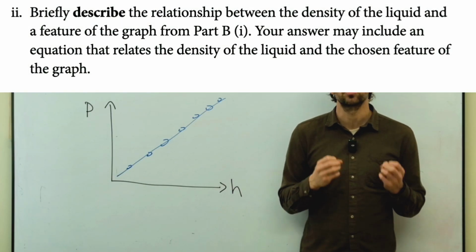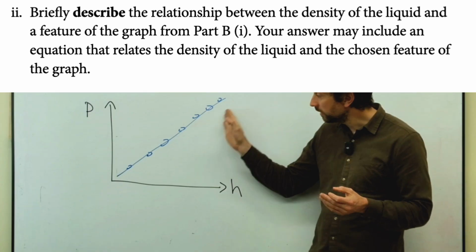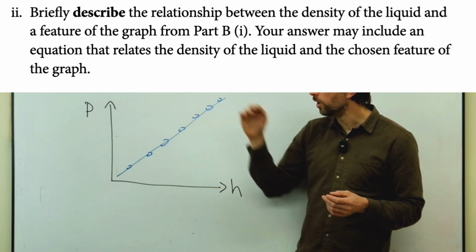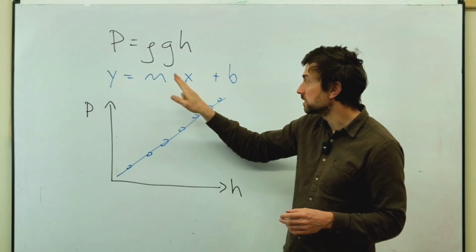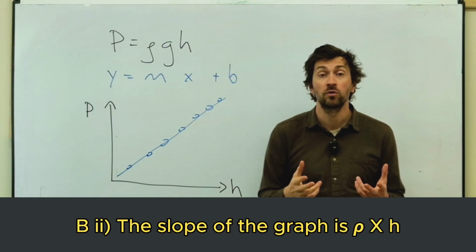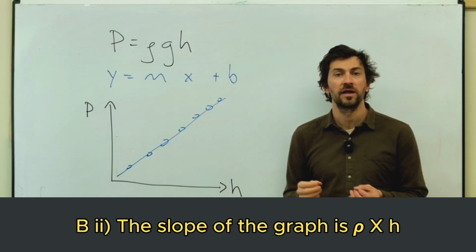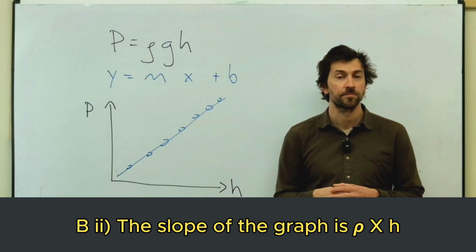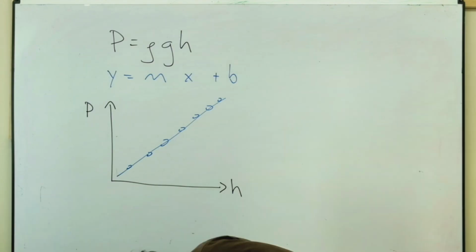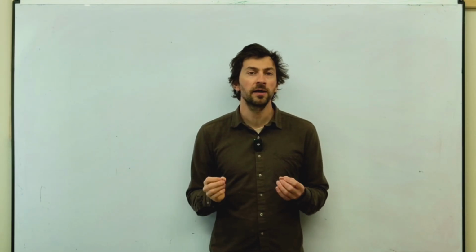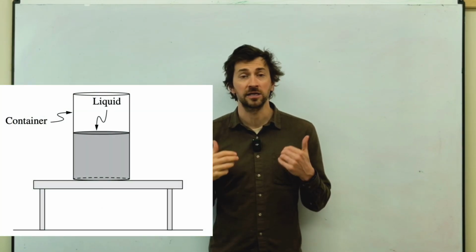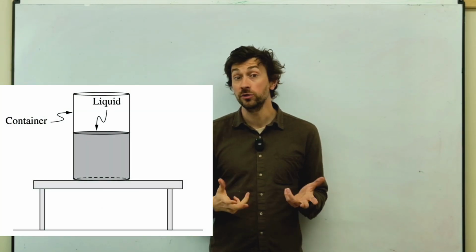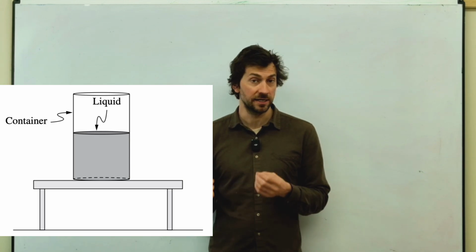And B2 says, what's the relationship between this graph and rho? And here I've already identified that rho g is the slope there. So I would write the slope of this graph equals rho g. And that's what we need to do. So the first two parts really are about thinking about the correct formula and designing an experiment and how you would use that experiment to analyze data.